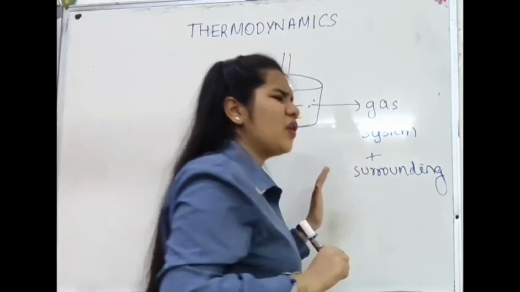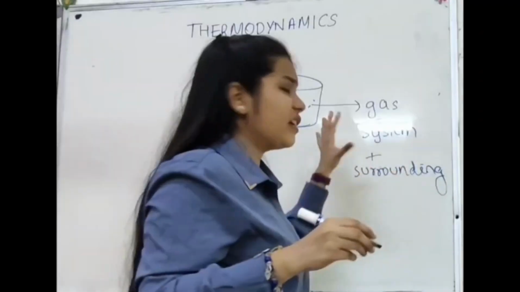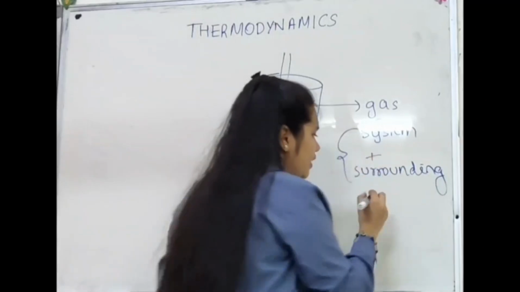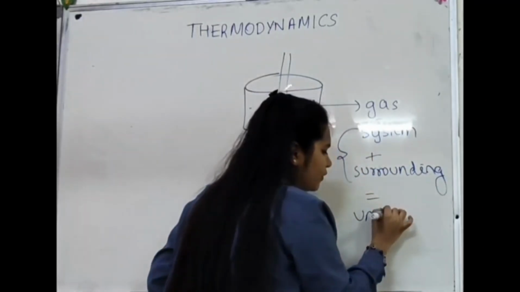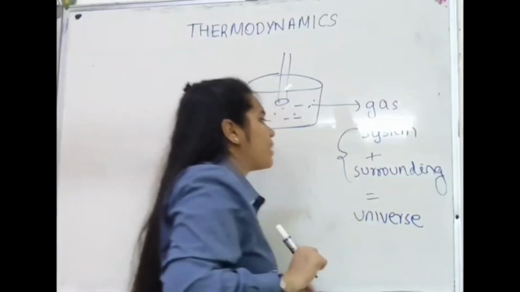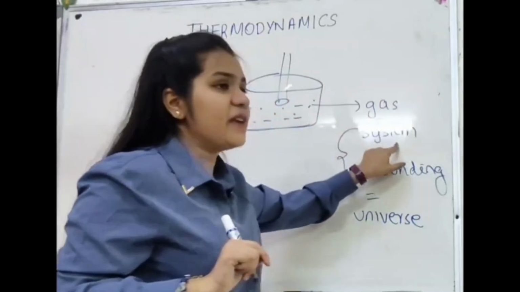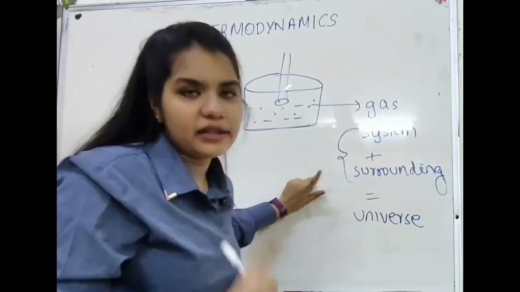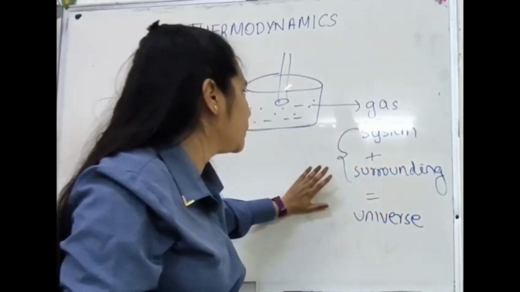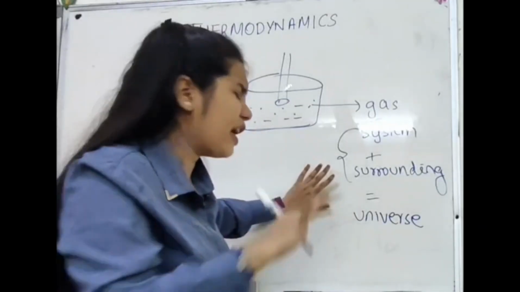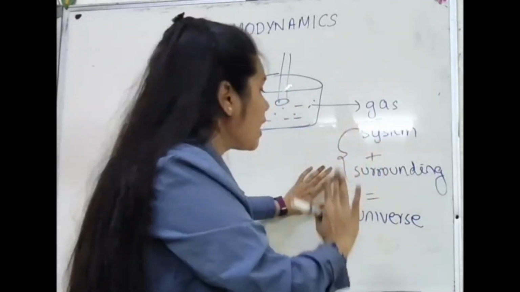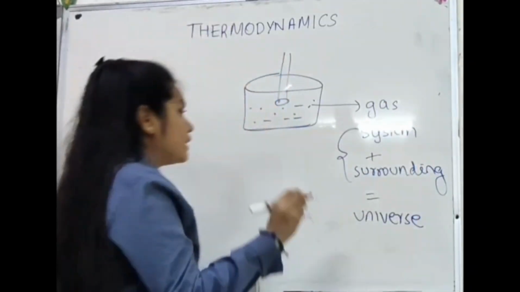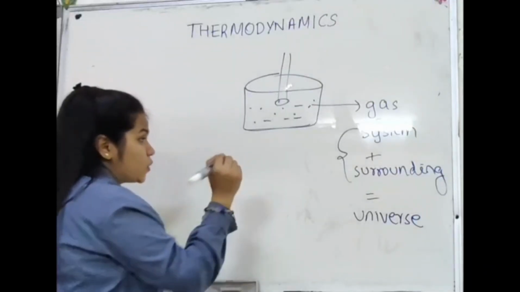So the container or the room or anything other than the system is known as the surroundings. The system and surroundings are collectively known as the universe. Universe comprises of system and surrounding. System is where we are going to put our focus to study the energy transfer. Surrounding is other than the system, let it be room or the container. And system plus surroundings gives universe. Okay. Next, let's start with types of system.